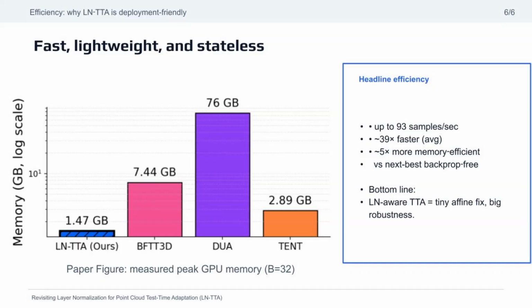So to conclude, for layer norm-based point cloud transformers, the right adaptation target is post-affine LN parameters, and LN-TTA shows that a very small, principled fix can deliver strong robustness gains at almost no extra cost.